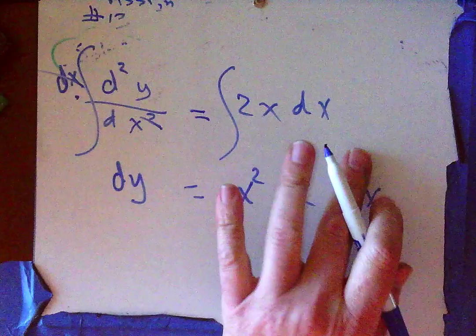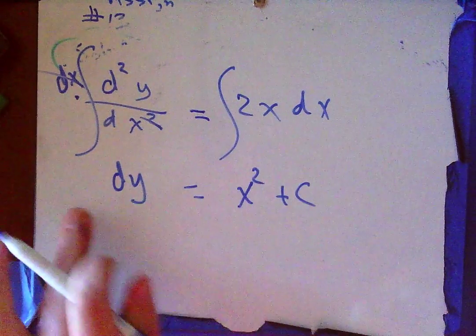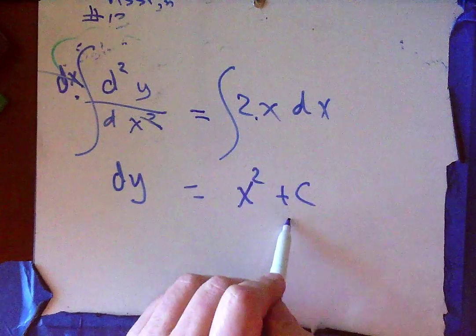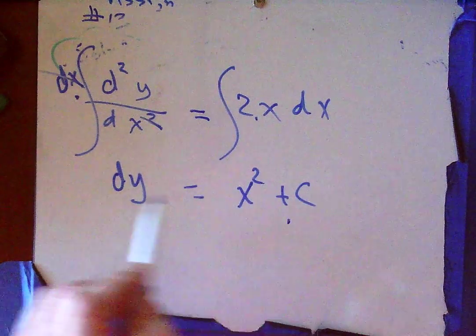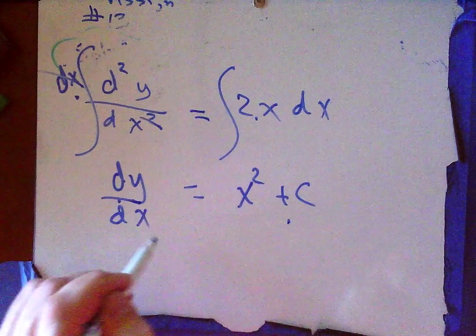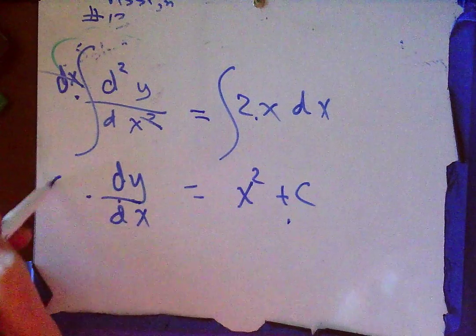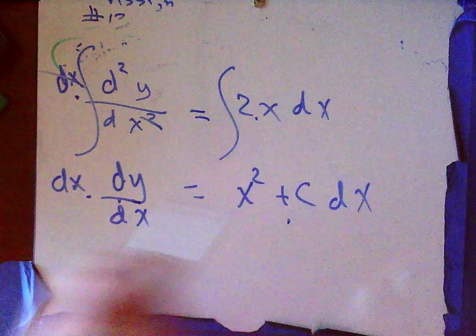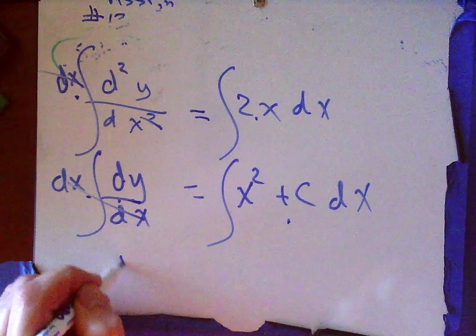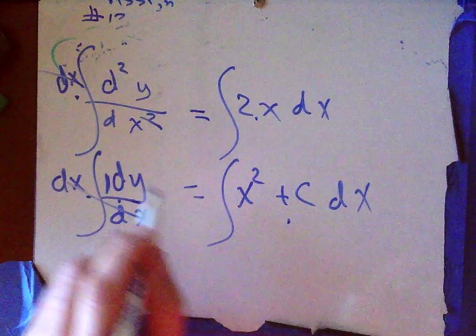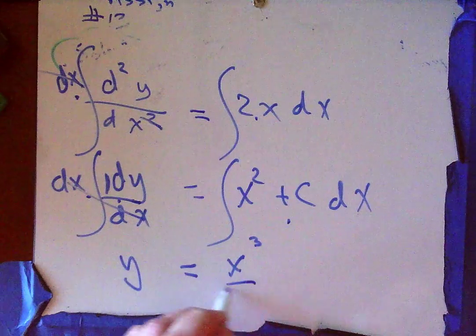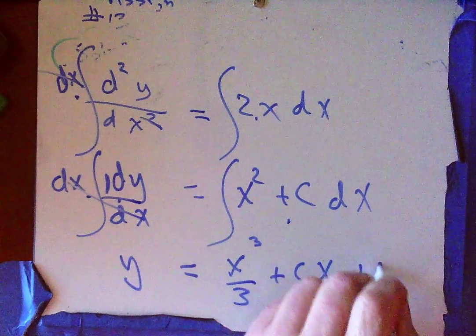dy, x squared plus c, yes, that's the first time back. Now if I go back again, I have this, and when I integrate here, I'm going to have y, because that's 1y. And over here, x to the third over 3 plus cx plus d.